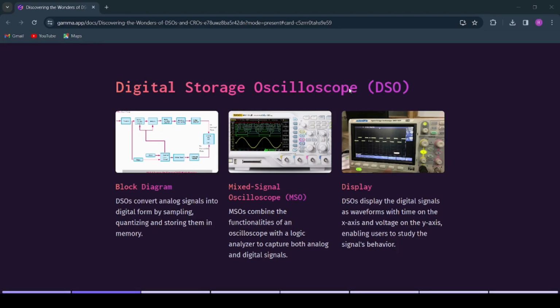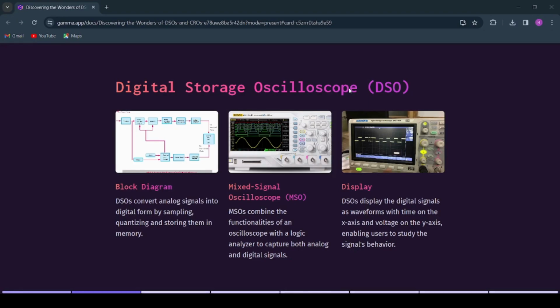Now, if we talk about the block diagram of the DSO, at first a digital storage oscilloscope digitizes the analog input signal, and then the analog input signal is amplified by the amplifier if it is a weak signal. After amplification, the signal is digitized by the digitizer and the digitized signal is stored in the memory. The analyzer circuit processes the digital signal. After that, the waveform is reconstructed.